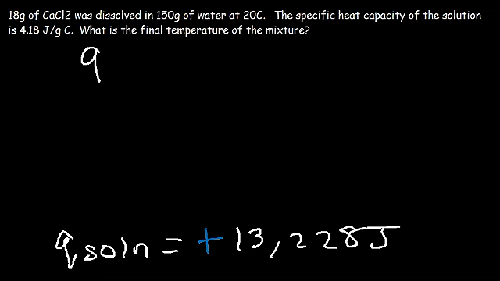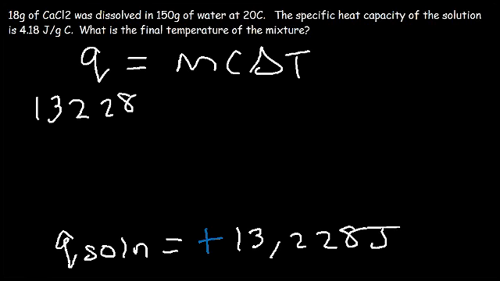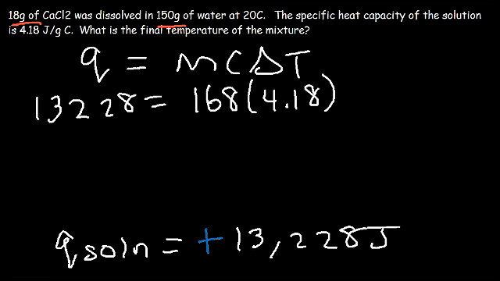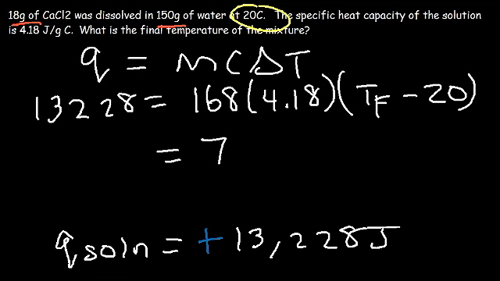So now we can use this equation to calculate the final temperature of the mixture. So Q is 13,228. The mass of the solution is the sum of the solute and the solvent, so it's 168. The specific heat capacity is 4.18. We're looking for the final temperature, and the initial temperature is 20. So let's multiply 168 by 4.18, and you should get 702.24.